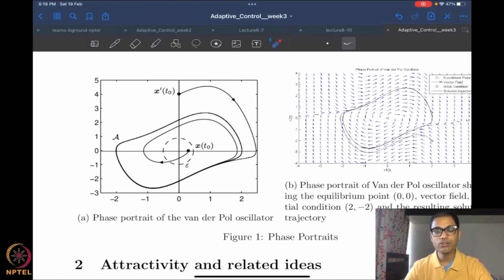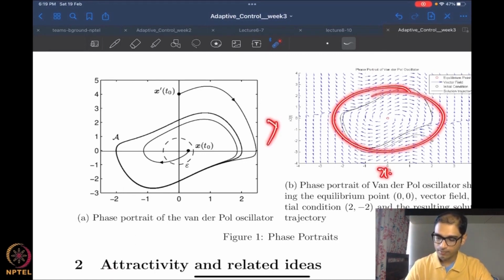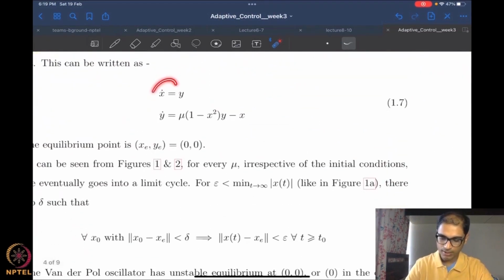So I would like you to look at the van der Pol oscillator. Just look at the phase plane plots, not do any analysis, not try to find delta corresponding to epsilon and so on and so forth. But I want you to comment just by looking at the phase plane portrait, which is the plot between x and y states, and comment on the stability of the origin, whether it is stable, uniformly stable, or not.